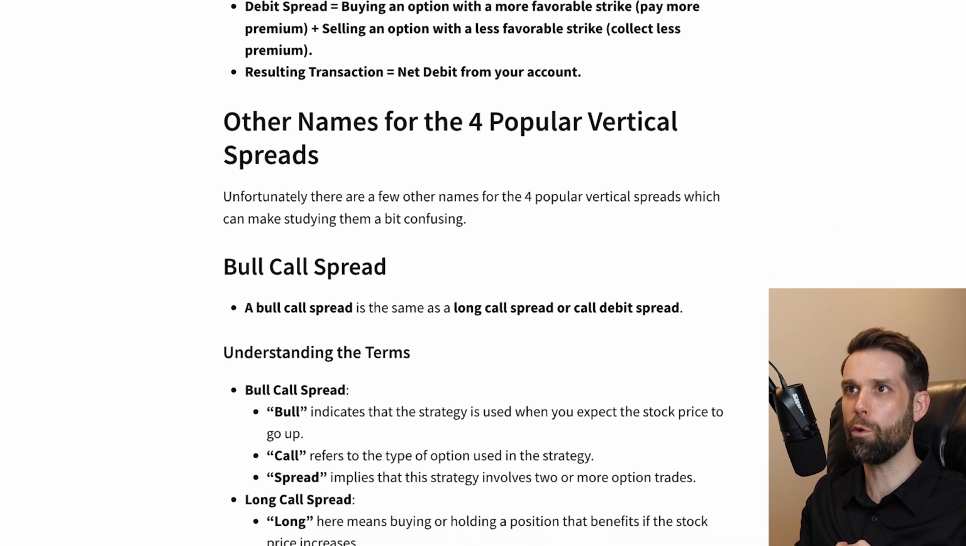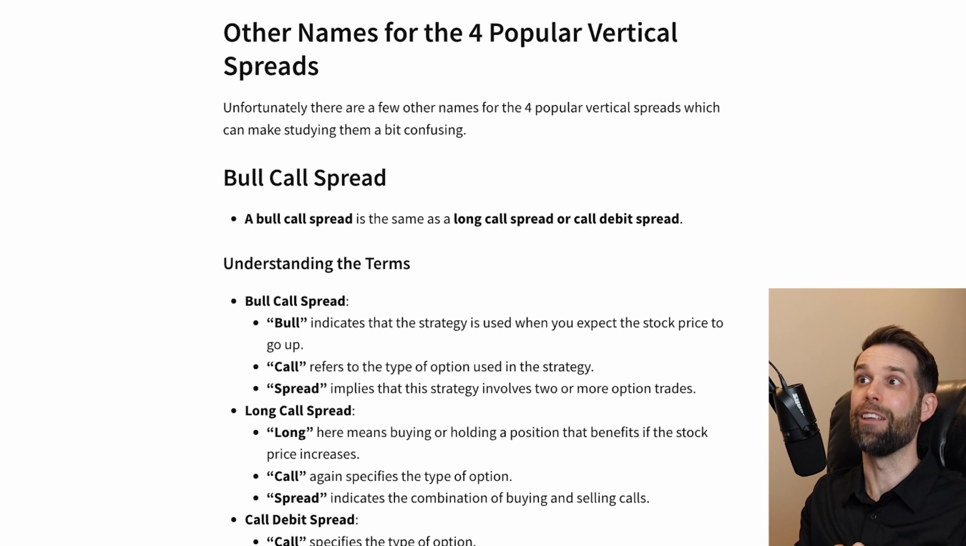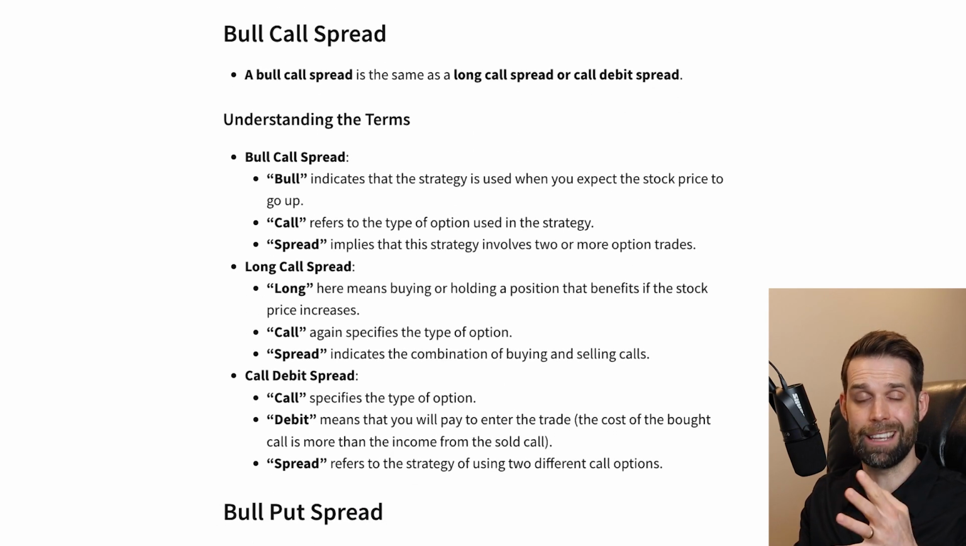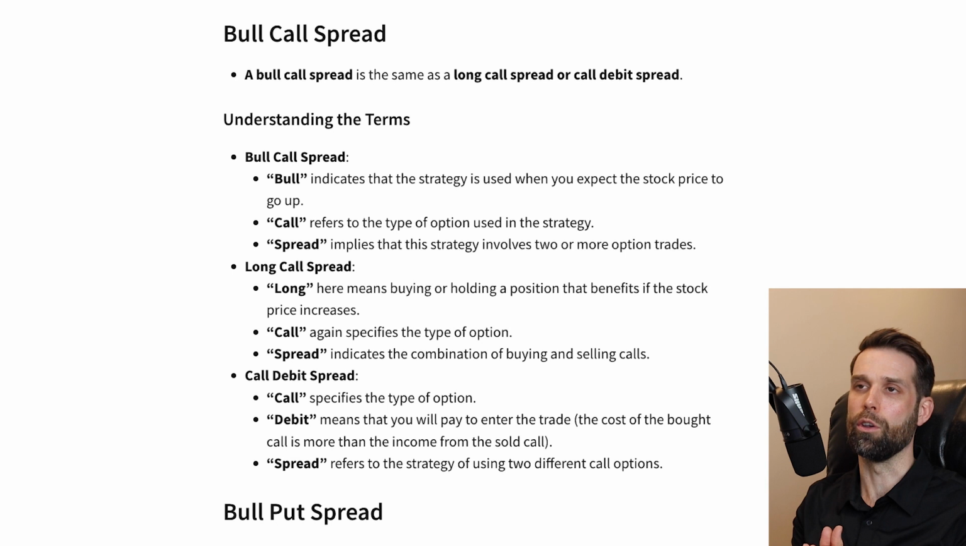Now, unfortunately, there are other names for some of these popular vertical spreads. And I'm going to go over them here, but below this video, you can find a link to this article where you can reference these and review them for yourself. Reviewing them once, you might not remember them all, or you might be able to review them later on and then memorize them or just figure out a way for you to remember them. But there's just different ways and terminologies that mean the same thing.